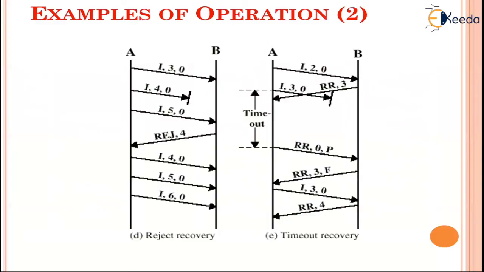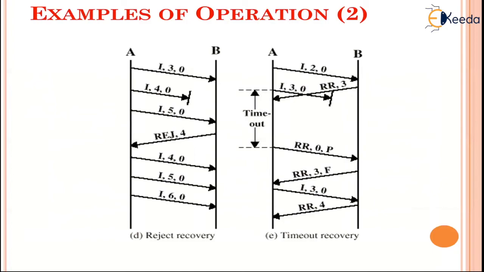An example of error recovery using a timeout is shown in figure E. In this example, station A transmits I-frame number 3 as the last in a sequence of I-frames. The frame suffers an error. Station B detects the error and discards it. However, station B cannot send a reject because there is no way to know if this was an I-frame. If an error is detected in a frame, all of the bits of that frame are suspect and the receiver has no way to act upon it.